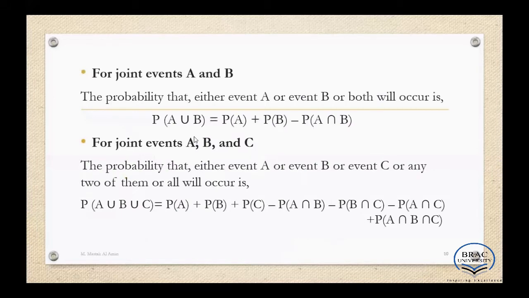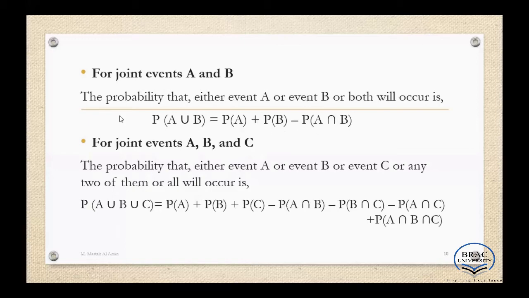Now, if we have joint events, that means the events have a few common points. If we consider it in the case of two events A and B, the probability that either event A or event B or both A and B will occur is probability of A union B equals probability of A plus probability of B minus probability of A intersection B.